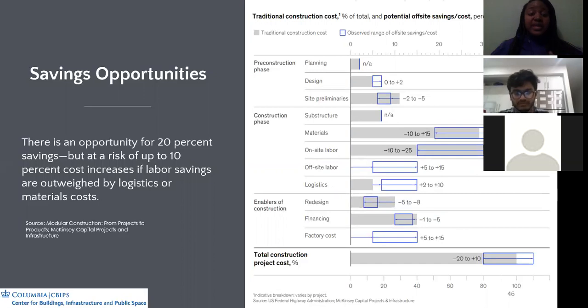But there are definitely big saving opportunities, up to 20% savings. If you look at modular construction, the savings that you'll see are in labor and materials. However, you do run the risk of increasing the cost of the project by about 10% if labor savings are outweighed by logistics and material costs. Next slide.